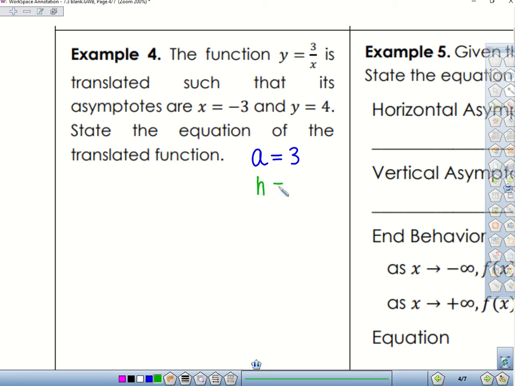So what would my h value be here, based on my asymptote? Negative 3. So h is horizontal, x goes with horizontal. And if you forget, the notes have a little descriptor of it in the beginning. And then your k value would be what? 4. 4.